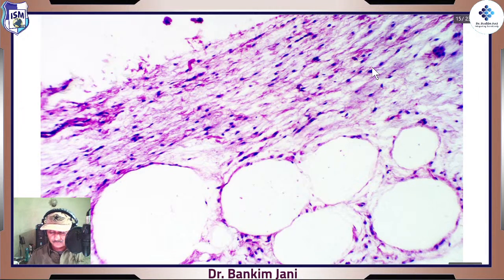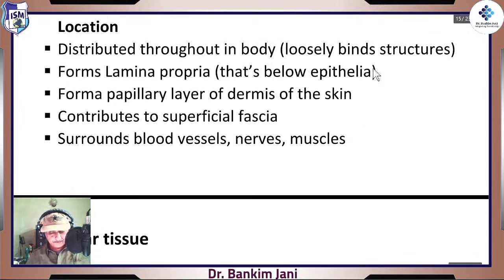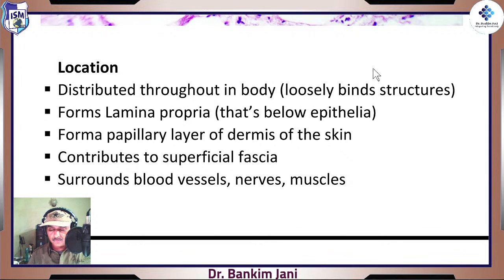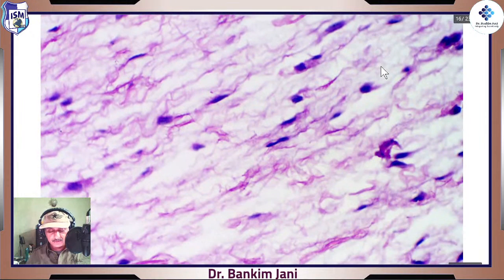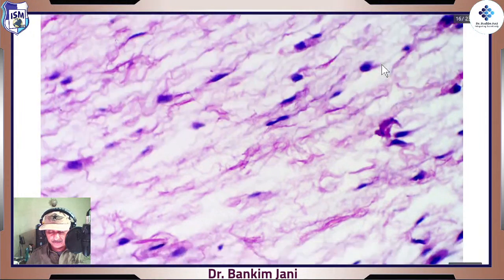See, so big, distributed throughout, loosely bound structure. They form the lamina propria, that is just below epithelia. Don't worry, they also form the papillary layers of the dermis of skin, etc. All these things can be discussed, and surrounding blood vessels, etc. But this is the point to take home: they are loosely bound structures and distributed throughout. So that's how these areolar tissues look, loosely bound.